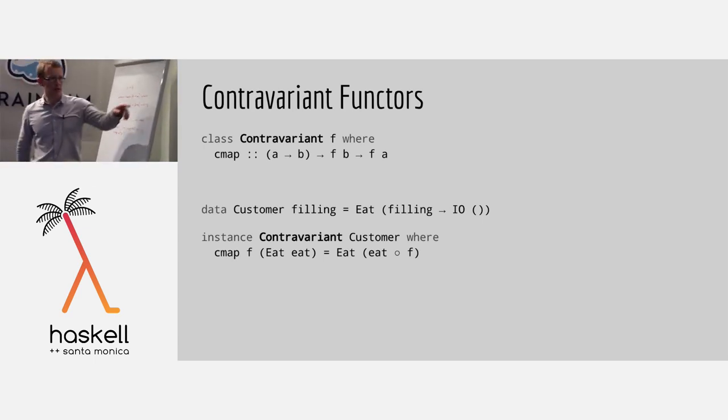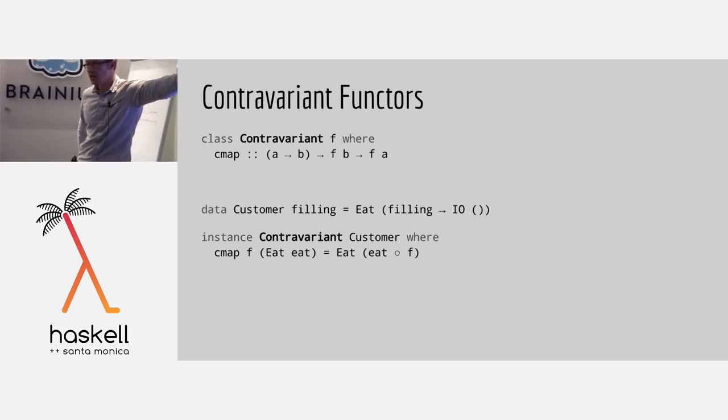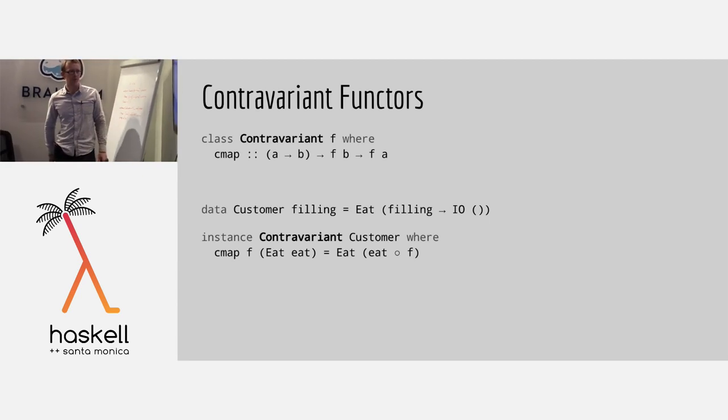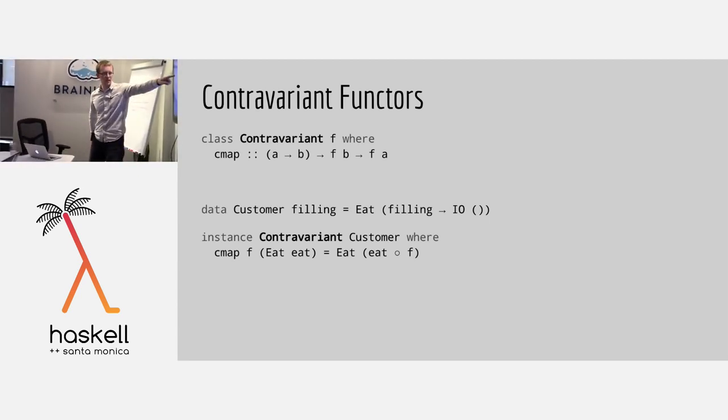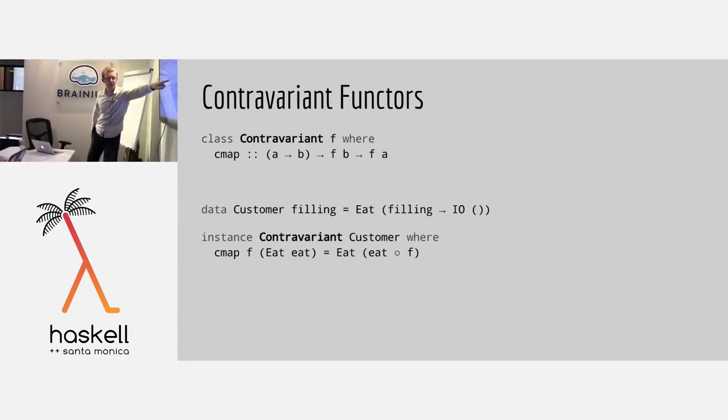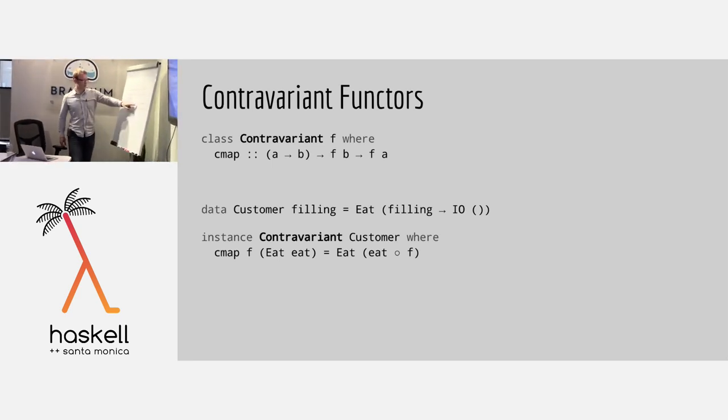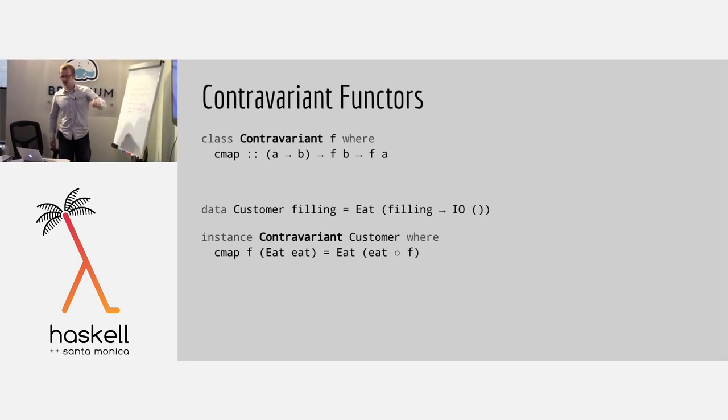This is just the generalization of the customer. A customer is a function, and here we're just fixing B to be IO. So now we just have one type argument. This filling here is the one on the left of the function arrow. It's contravariant. So we're saying we're contravariant in filling. Cool. Any other questions on that before I carry on?